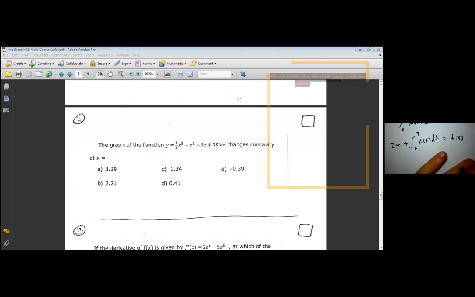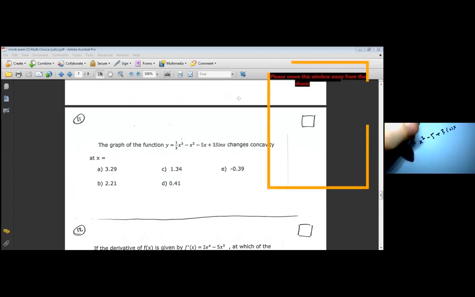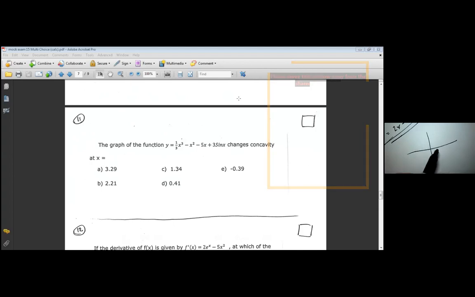So we would know that y prime is equal to x squared minus 5 plus 3 cosine x. Y double prime is equal to 2x, that 5's out of there, minus 3 sine x. So I would be graphing that. And now you're graphing the second derivative. So wherever it is 0 and changes signs would be your points of inflection, and changes concavity, so above to below.